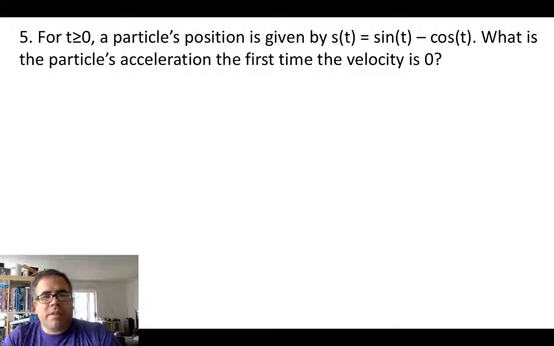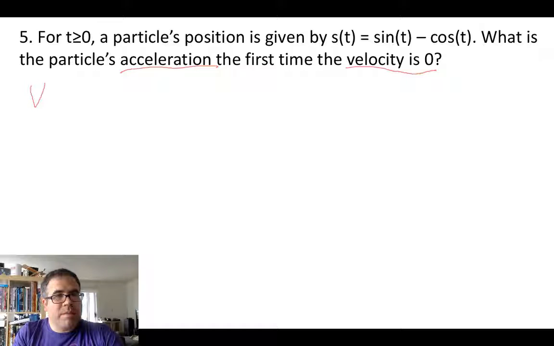For t greater than 0, so we have positive t, the particle's position, here labeled as s, is equal to sine of t minus cosine of t. What is the particle's acceleration the first time the velocity is 0? So we need two bits of information, well, just this first one here.